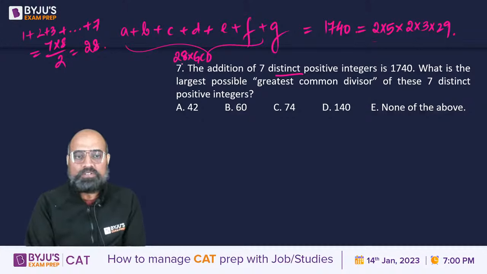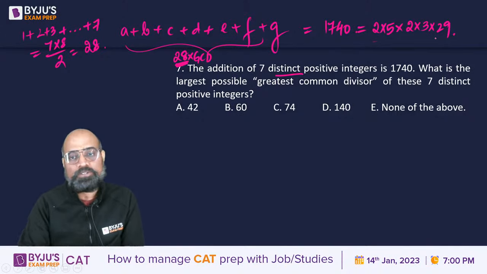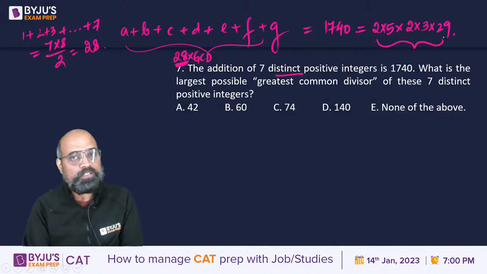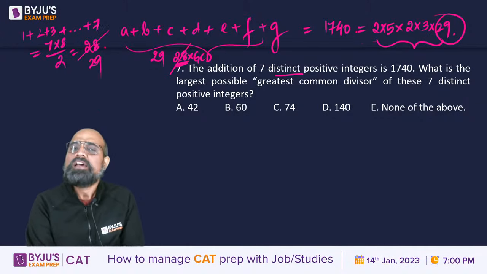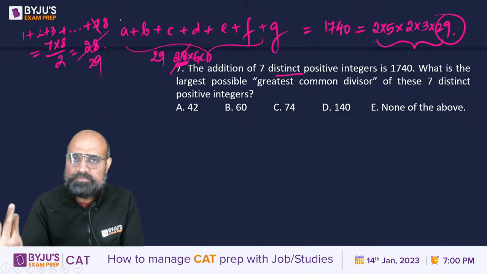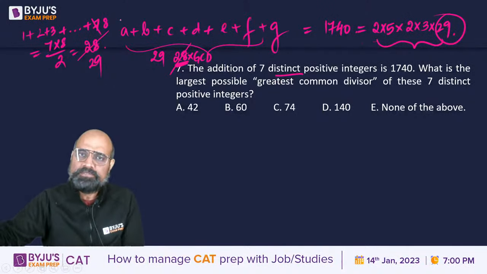So if this 28 cannot be the best possible case, then what can be the next highest number? Because we can't get 28 from here. So can we say 29 is the best possible case we can have, that the sum of this is not 28 but let's say 29. Suppose the last number was 8 instead of 7. 1, 2, 3, 4, 5, 6 and 8.